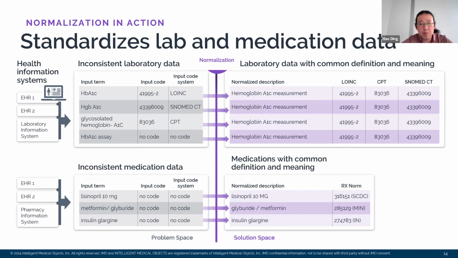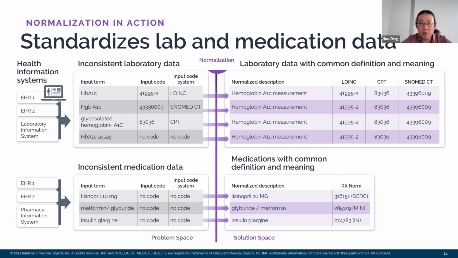And in the second example, shown on the bottom half of the screen, you can see that inconsistent medication data often comes into the normalization engine without any medical codes. After it passes through the normalization engine, it will be normalized and mapped to RxNorm codes along with their corresponding term types.